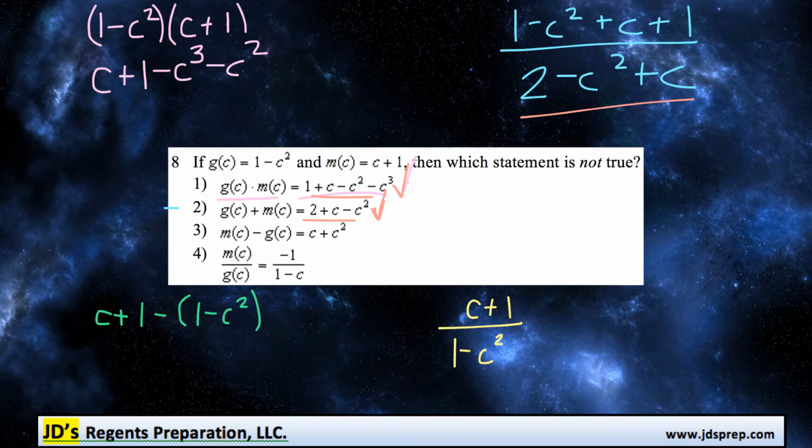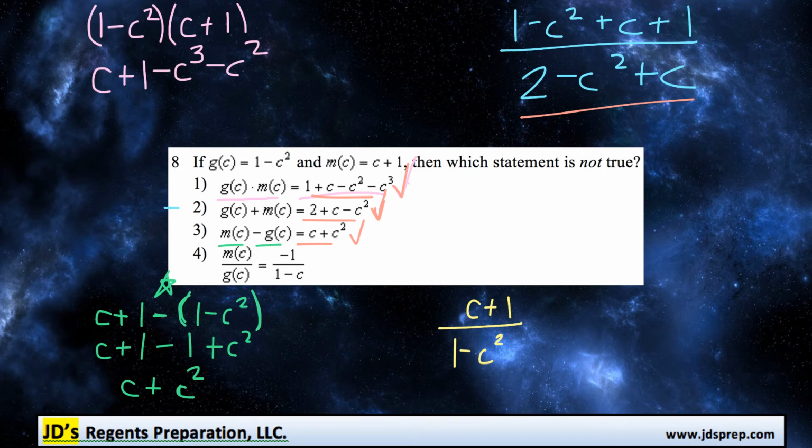Now looking at the third one, we take m of c and subtract g of c. Notice, very important here, that I put g of c inside brackets, because if we write it without the brackets, it becomes plus c squared. I mean, think of it as subtracting a negative is the same thing as adding. So now if we simplify this, the ones would cancel out, and we'd be left with c plus c squared. And that matches what we were hoping for, so that checks out.